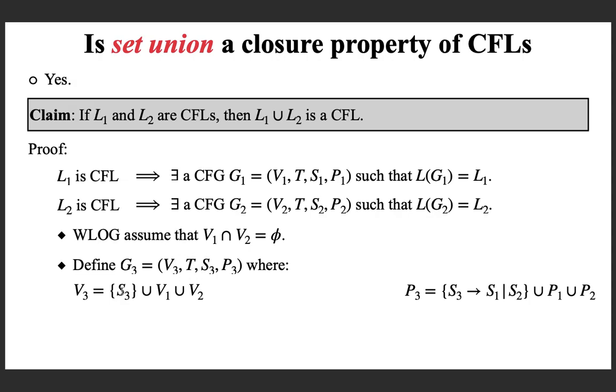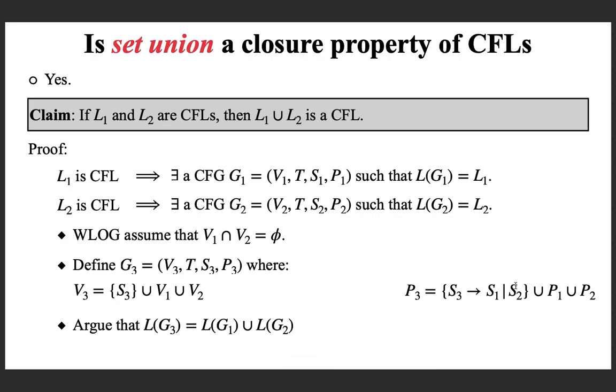And what is S3? The start symbol is the newly added variable, and the only thing to define is the set of productions. And what is it? The set of all productions in the first grammar union the set of all productions in the second grammar plus one more production. What is it? The start symbol S3 goes to either the start symbol of the first grammar or the start symbol of the second grammar. That is the only added production.